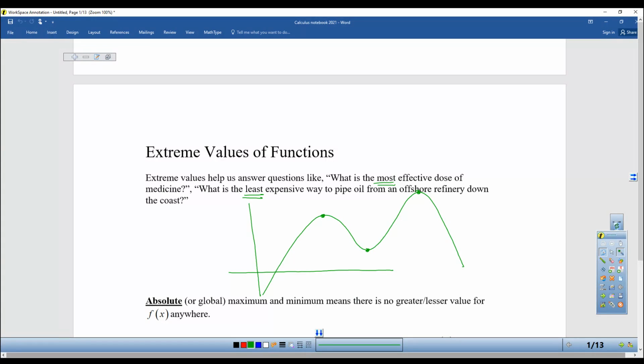So there are two different kinds. There are local maximum and local minimum. But then there's also absolute maximum. So this one up here is not only a local max, local meaning it's just higher than any point around it, but it's also the absolute max, which means it's higher than everything.